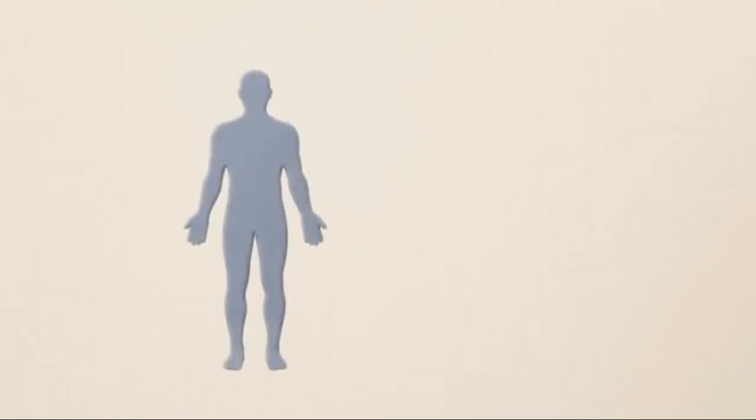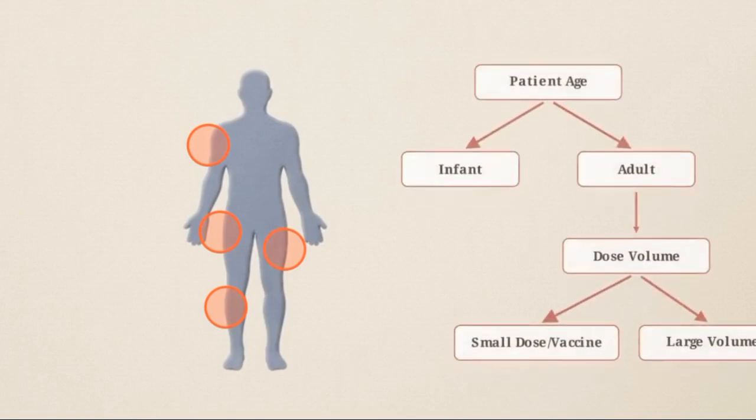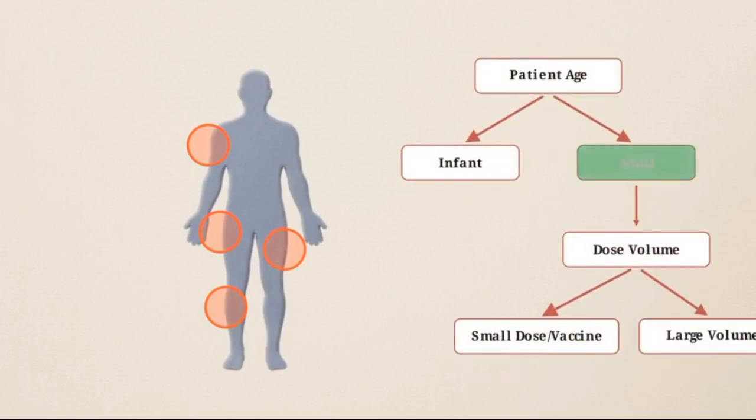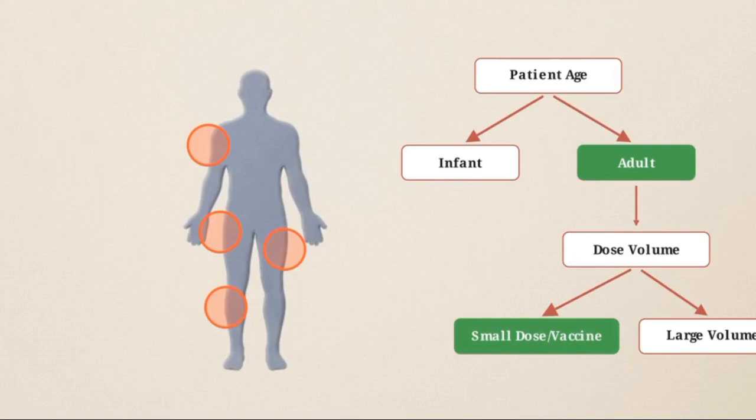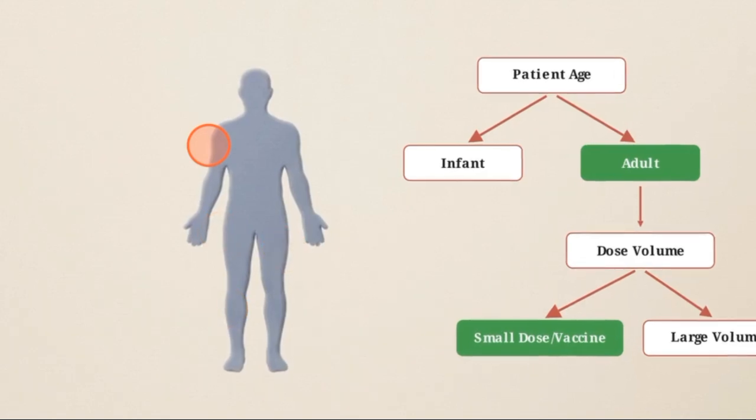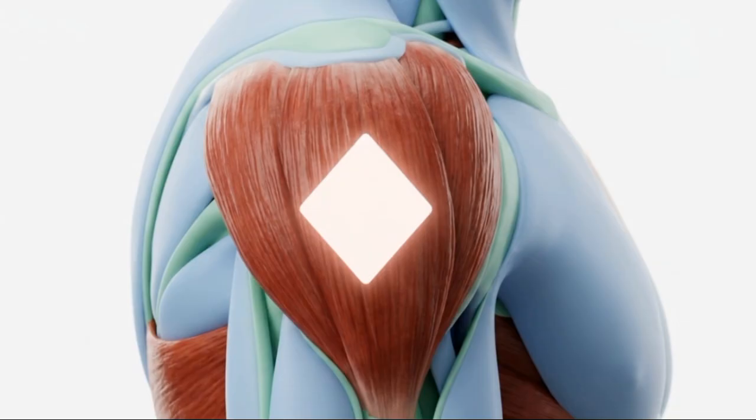This diagram maps 4 injection zones: the upper arm, outer thigh, side hip, and upper outer buttock. We filter these options by patient age and dose volume. For a standard vaccine or small adult dose, the flowchart isolates the upper arm. The clinical term for this target is the deltoid muscle.